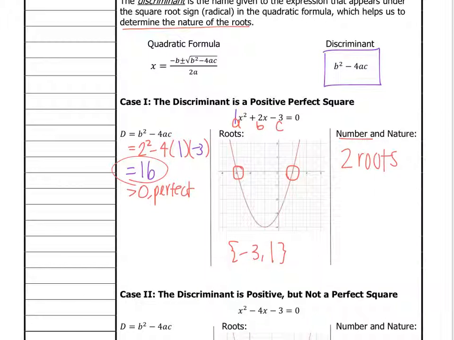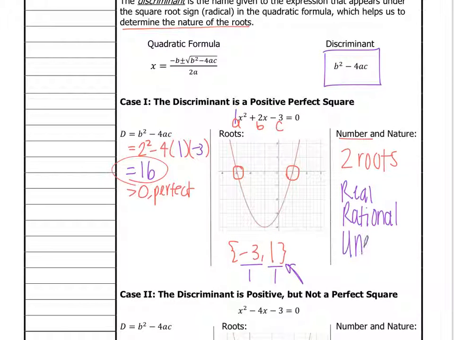Now obviously we know what the roots are. We just said that they are -3 and +1. These are real, because again, it's where it crosses the x-axis. They are also rational. And this is because I could change -3 into a fraction by simply putting it over 1. I could change 1 into a fraction by putting it over 1. Now, the next part is whether they are equal or unequal. -3 is not equal to +1. The roots are not equal, or in other words, unequal to one another.